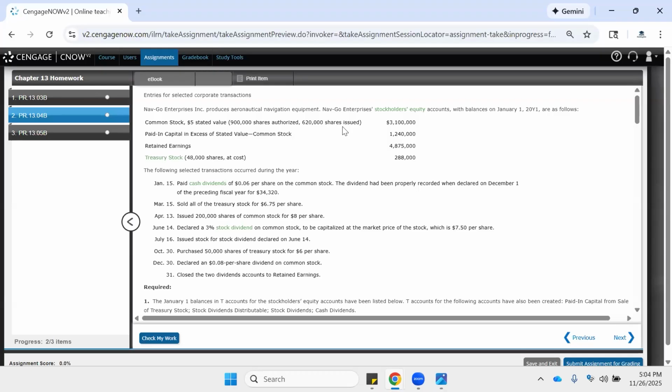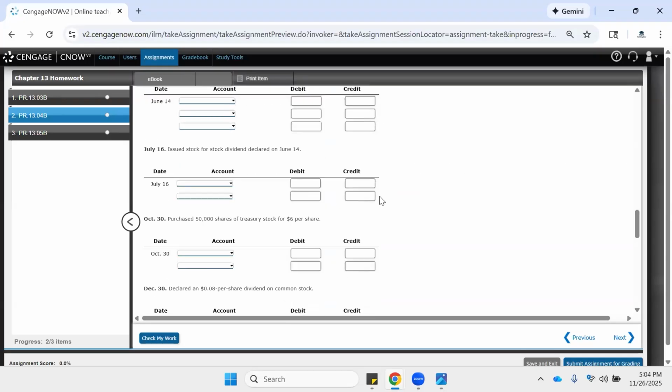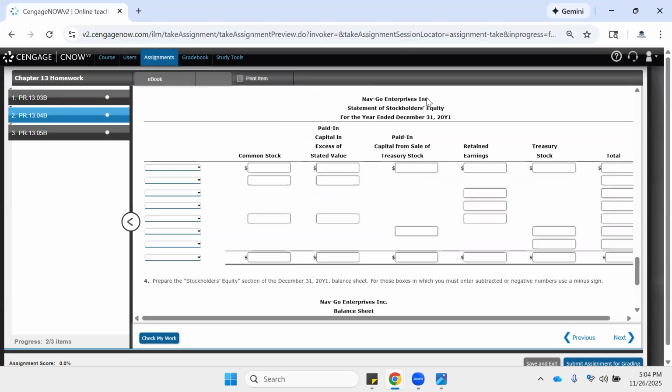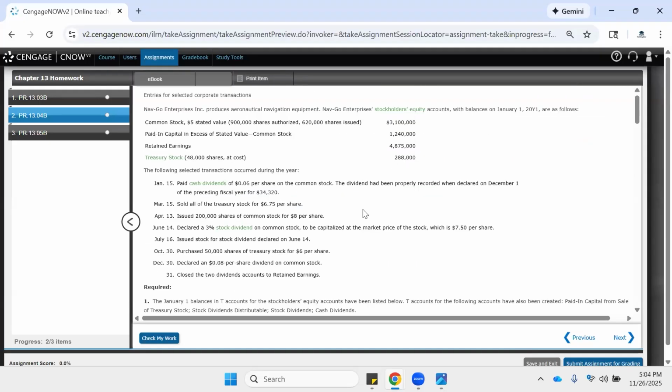And we're going to look at each of these journal entries, posting them to the T accounts, and the impact to the statement of stockholders' equity and the balance sheet. And with that, let's get right into it.